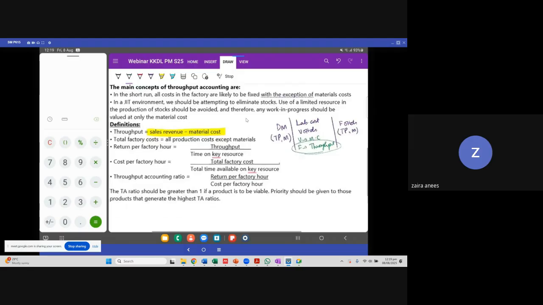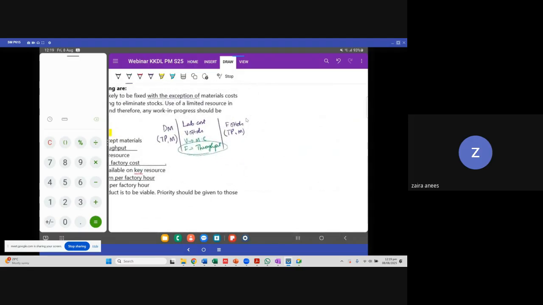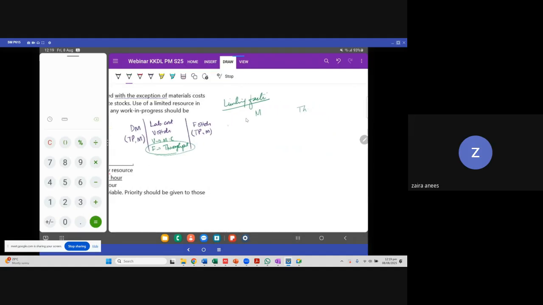Then let's suppose there is a case of limiting factor. In marginal costing, what we generally do is calculate contribution per limiting factor to identify the ranking. In throughput costing, we calculate return per factory hour, right?